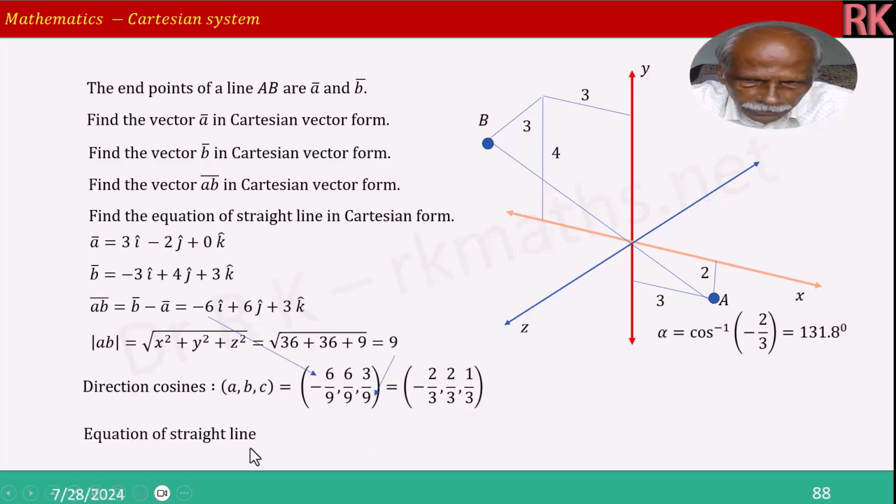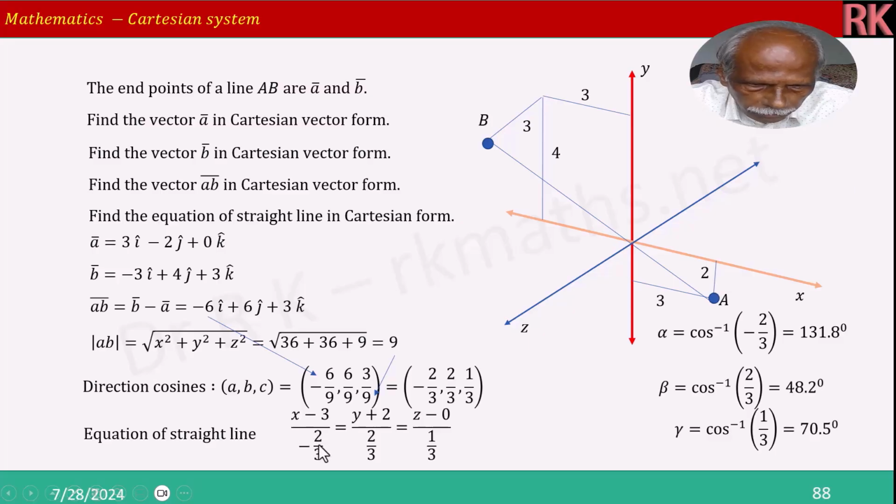Right. The equation of a straight line can be written as (x minus x1) by a is equal to (y minus y1) by b is equal to (z minus z1) by c. Here a, b, c are replaced by l, m, n. Any proportional values you can use. Because 3 is a common factor, take it out, it becomes minus 2, 2 and 1. So minus 2, 2 and 1 are called direction ratios, right.